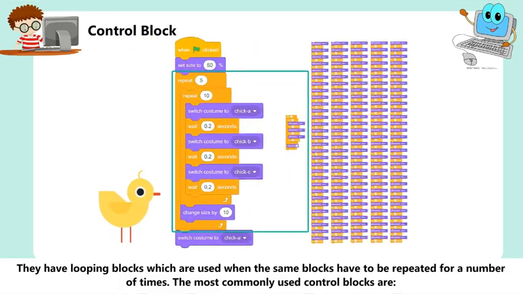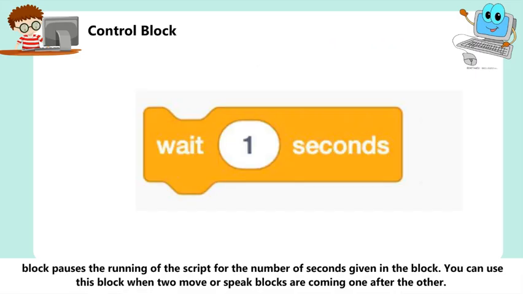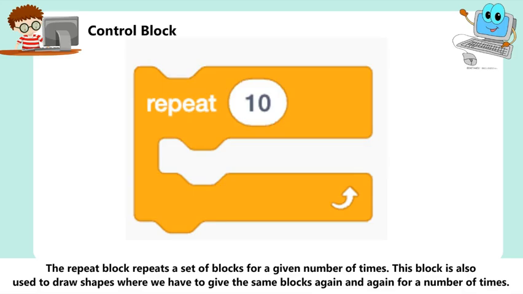Control block. They have looping blocks which are used when the same blocks have to be repeated for a number of times. The most commonly used control blocks are: wait 1 seconds block pauses the running of the script for the number of seconds given in the block. You can use this block when move or speak blocks are coming one after the other. The repeat block repeats a set of blocks for a given number of times.